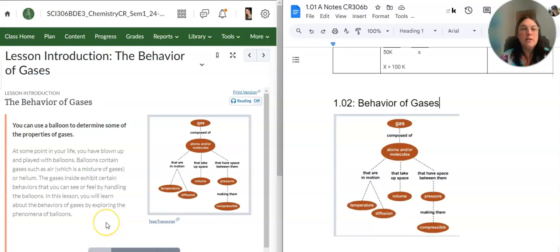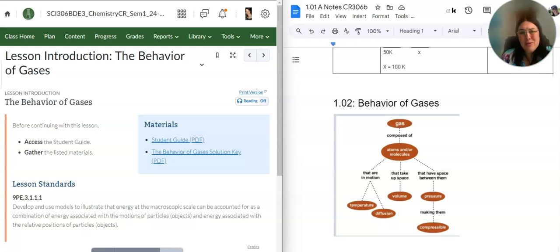All right, so it says you can use a balloon to determine some of the properties of gases. At some point in your life, you have blown up and played with balloons. Balloons contain gases such as air, which is a mixture of gases, or helium. The gases inside exhibit certain behaviors that you can see or feel by handling the balloons. In this lesson, you will learn about the behaviors of gases by exploring the phenomenon of balloons.